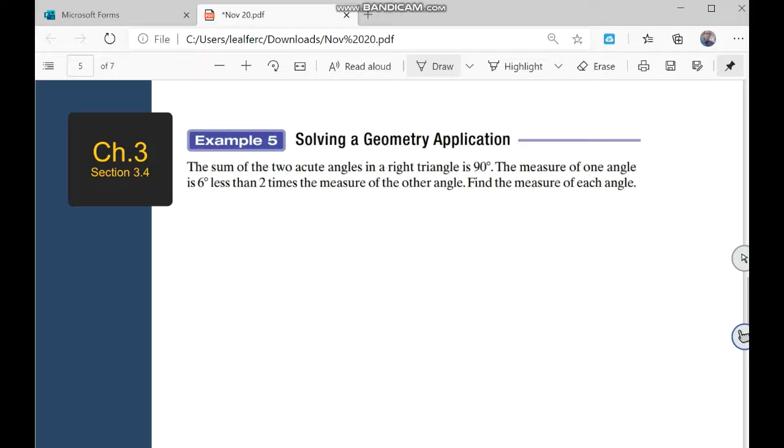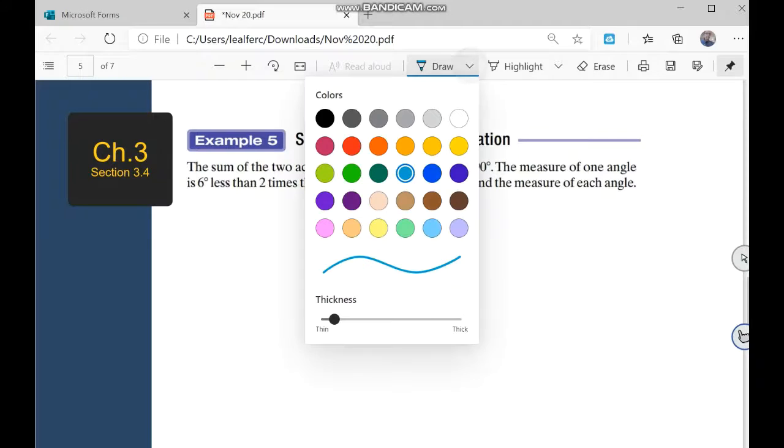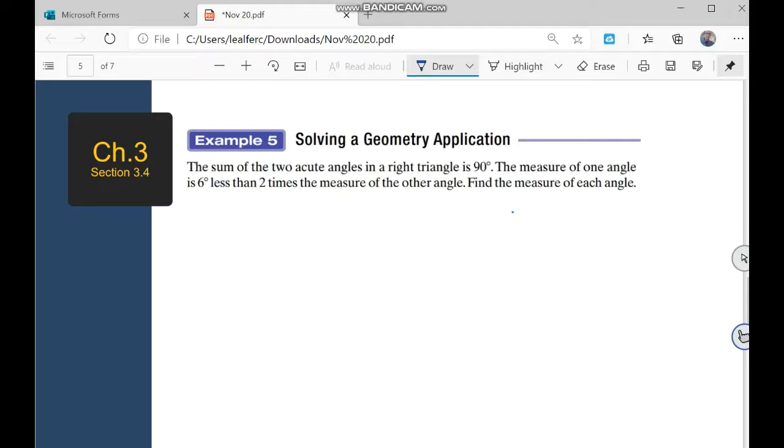This is a geometry application, and again, I will say this is more useful, this is more realistic. You're going to find this kind of example eventually if you're working with geometry. In the future, if you're working, for instance, with engineering or architecture, you will use this kind of thing. It's not like the amusement park to calculate hot dog price. But this is useful. The sum of two acute angles in a right triangle is 90 degrees.